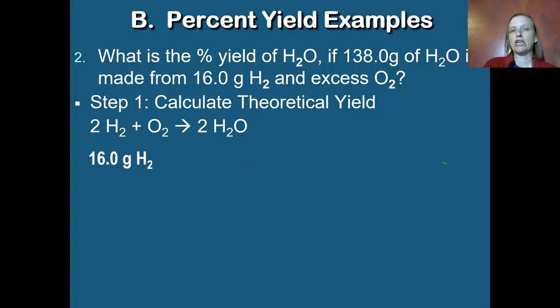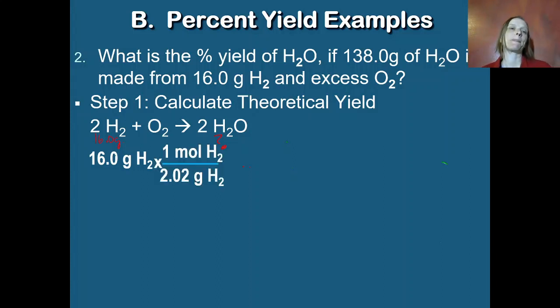Labeling my known. I know I'm starting with 16.0 grams of hydrogen, and I'm going to end with, I don't know how many grams of water. That is my unknown. So I need to calculate that for determining the percent yield of water. I convert from grams to moles of hydrogen gas using a grams to mole conversion factor, using the molar mass of a molecule of hydrogen.